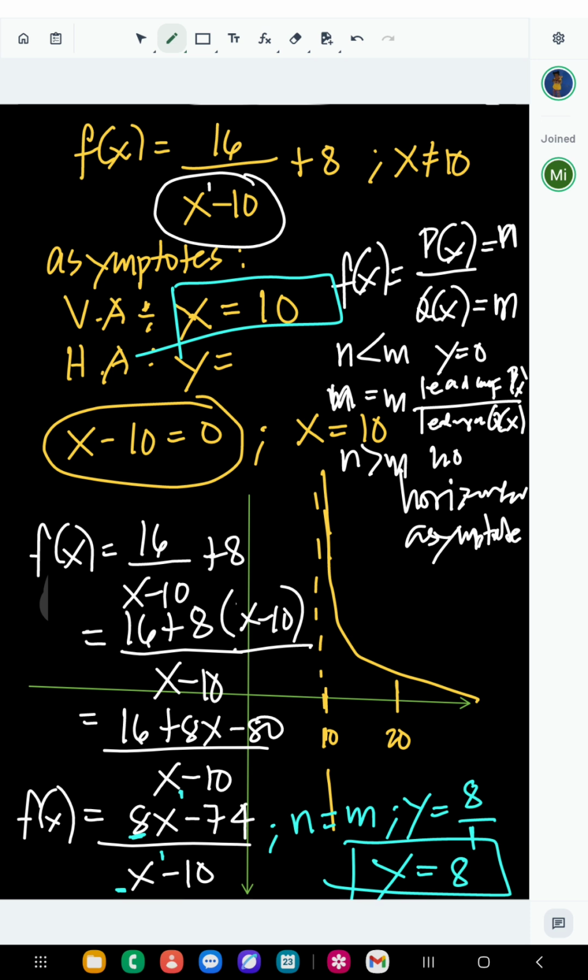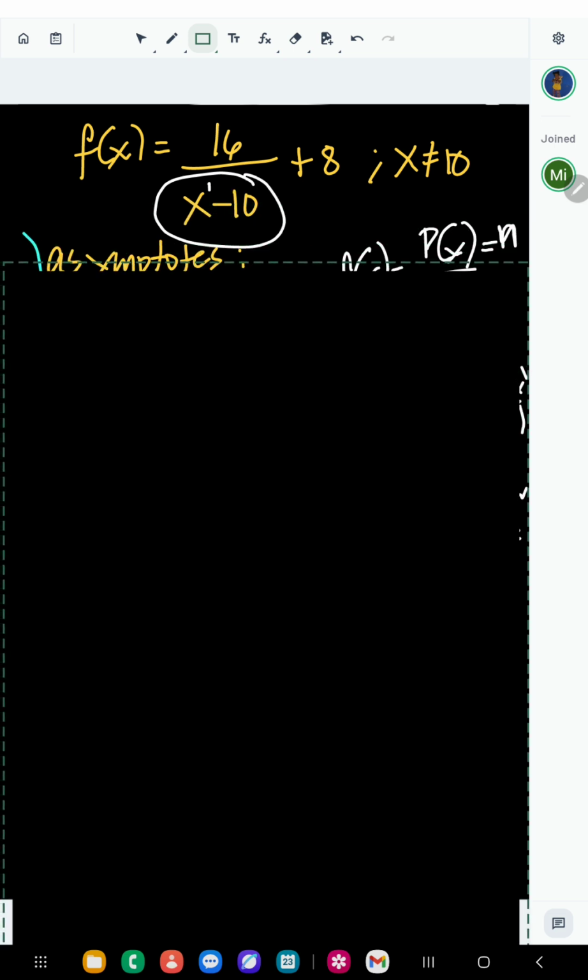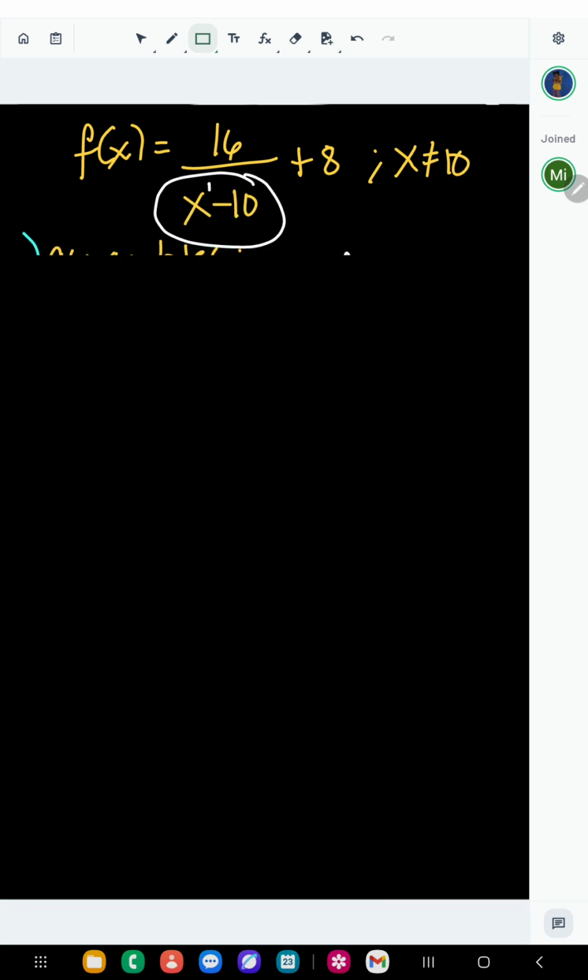And then the next one, find the coordinates of each intercept. What does this mean? Maybe x and y. So maybe the x-intercepts and y-intercepts. So we can do this: 0 equals 16 over x minus 10 plus 8. This is for the x-intercept.